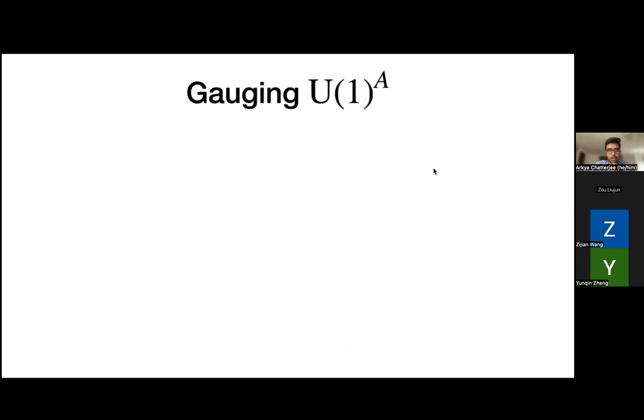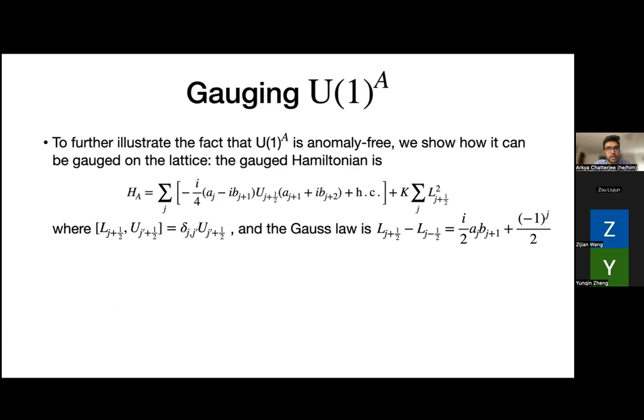So let me also make a quick comment about U1 axial being anomaly free. We claim that U1 axial is anomaly free according to this more general definition of allowing a symmetric gapped non-degenerate ground state, but we can also illustrate it more explicitly by coupling in a gauge field for U1 axial, and we do this in the paper.